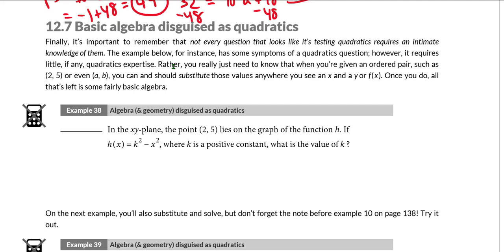Example 38 is a good example. I would try this on your own. In example 38, in the xy plane, the point 2,5 lies on the graph of the function h.